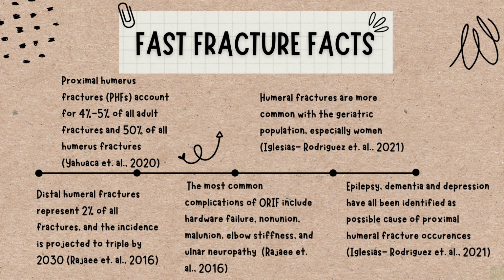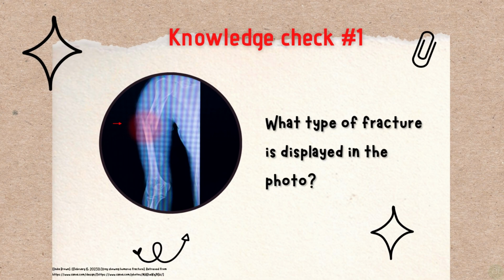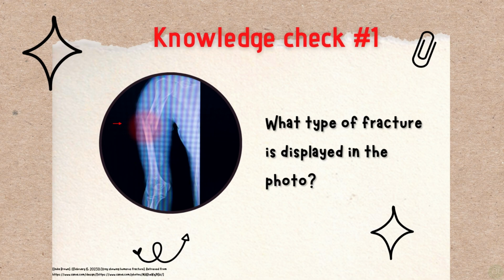And lastly, studies have also found that epilepsy, dementia, and depression have all been identified as possible causes of proximal humeral fracture occurrences. Knowledge check number one. What type of fracture is displayed in this photo? Please refer to the later slides for the answers.